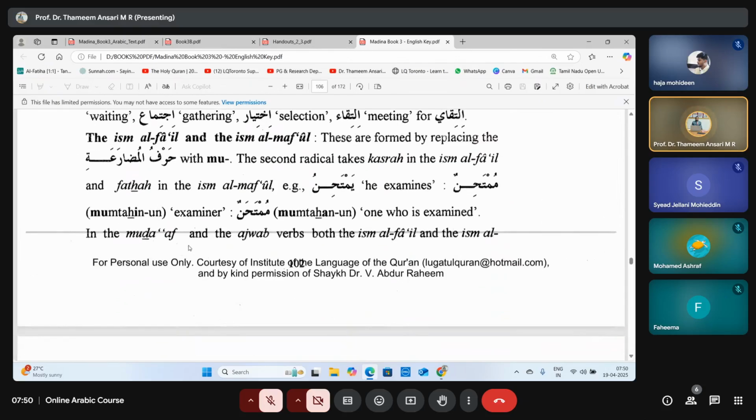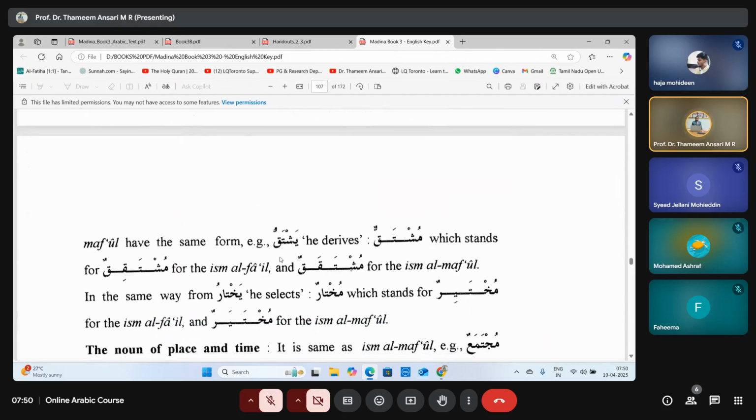Okay. The mudaf and the ajwaf. The mudaf means double verb. And in the ajwaf verbs, both the ismul fa'il and the ismul maf'ul have the same form. Example, yashtaqqu, he derives, mushtaqqun, which stands for mushtaqiqun.